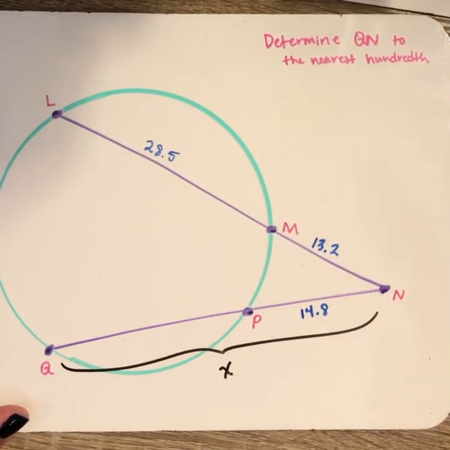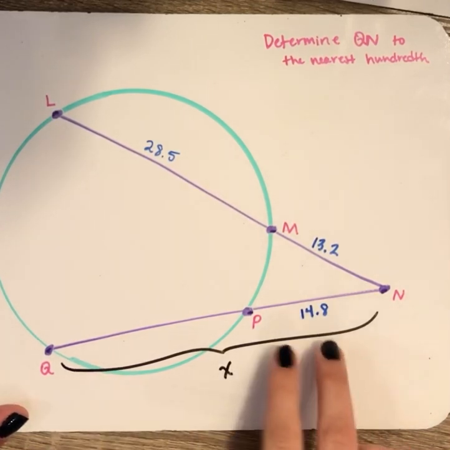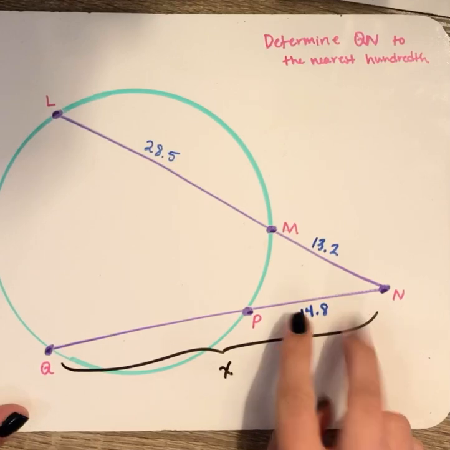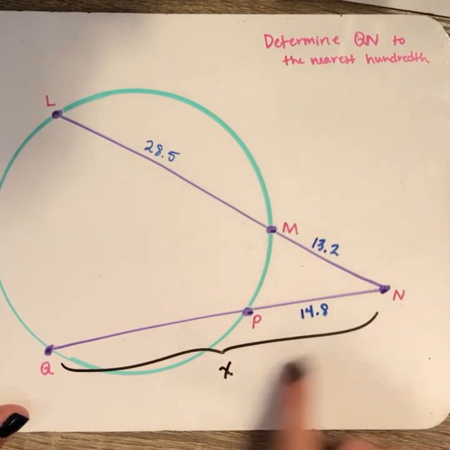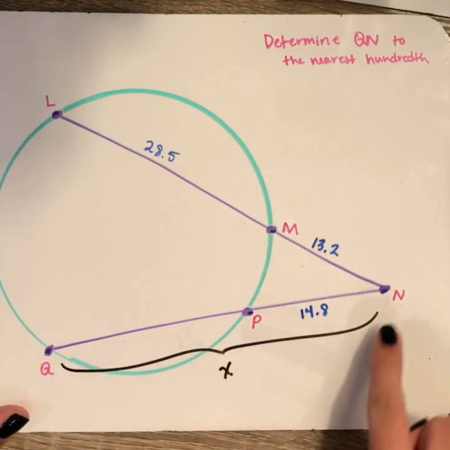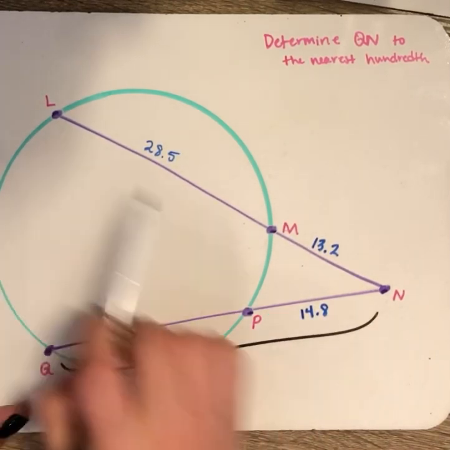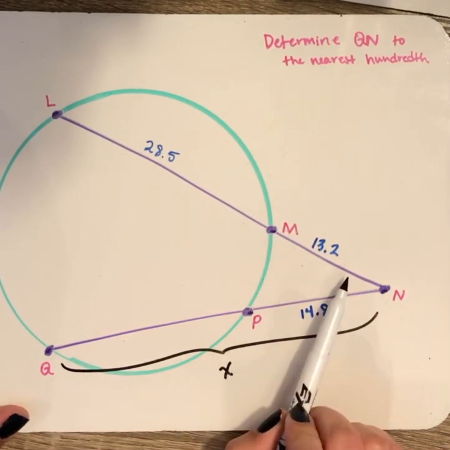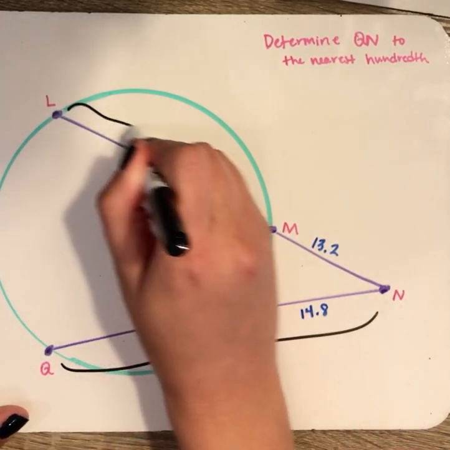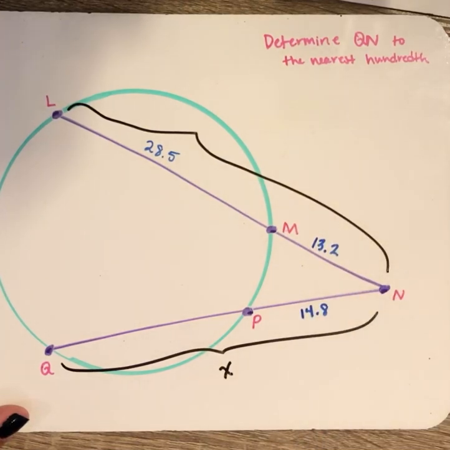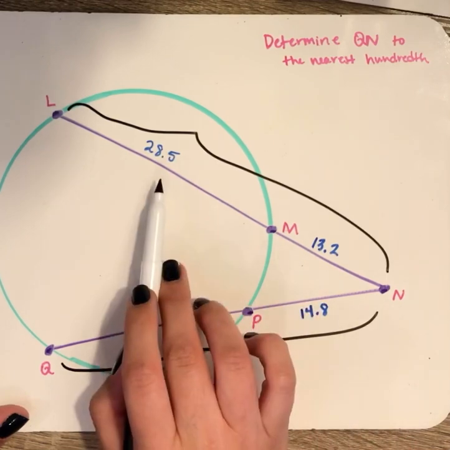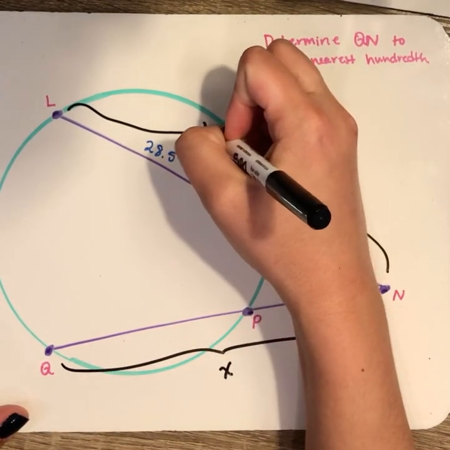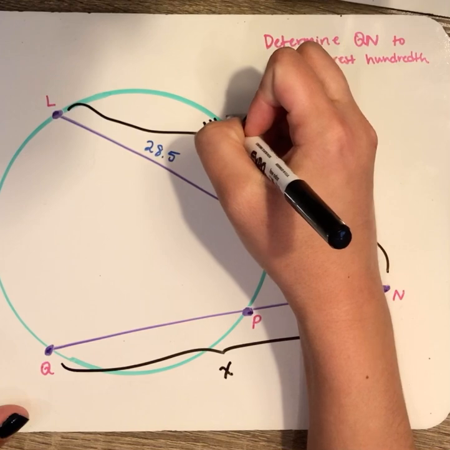If we think back to the previous slides, I said to think about this formula as being the outer part of the secant, the part that's outside the circle, times the entire length of the secant. So X is representing the entire length QN. For the other secant, the outer portion is 13.2. To figure out the entire length of that secant LN, I need to add 13.2 and 28.5. When I do that, I get 41.7.